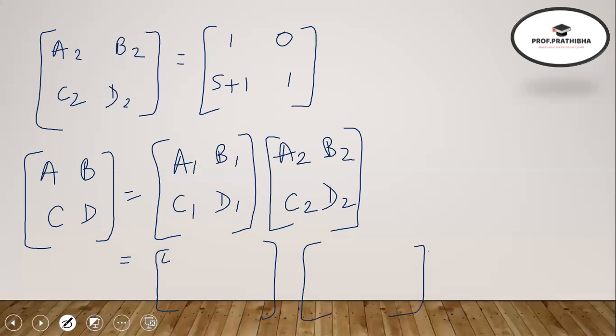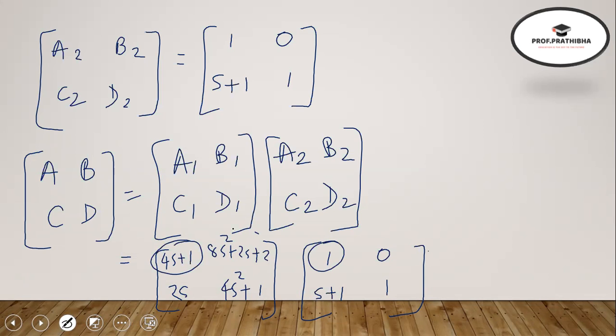So in the first case, you had got 4s plus 1, you had 2s here, you had 4s square plus 1 here, and you had a big term here that is 8s square plus 2s plus 2. And on the other side, you had 1, 0, s plus 1, and you had 1. So you have to take one quantity multiplied by this, take the second quantity multiplied by this, right? I think you know that already. So this is going to be your 2 into 2 matrix, and this is also your 2 into 2 matrix. And therefore, what we are getting here essentially should be a very big term.